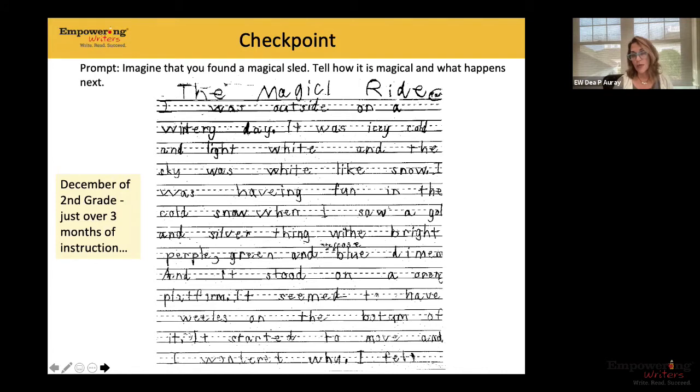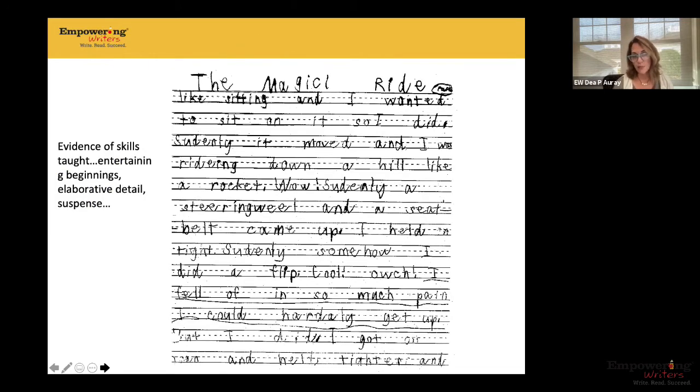I could tell you that at this point, the student had direct instruction in entertaining beginnings, elaborative detail, suspense. So as I look at the student work, I'm looking for evidence of the skills that I taught. But in the interest of time, what I want to do is just cut ahead to the next piece.